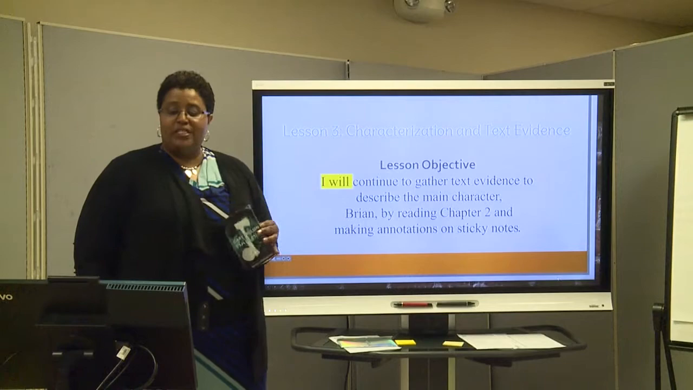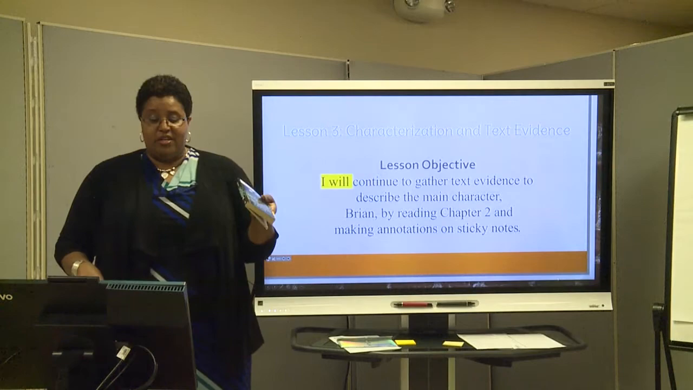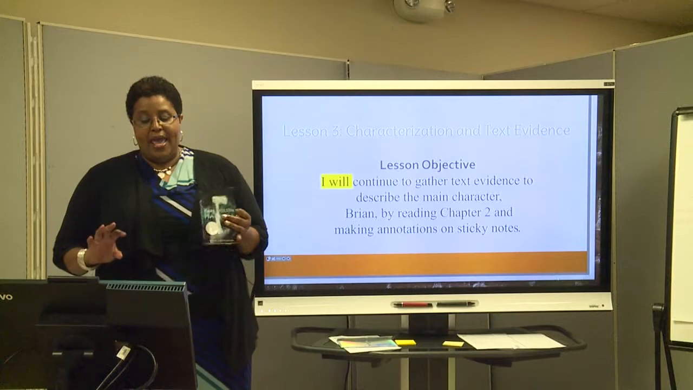So lesson three is about characterization and text evidence. It says the lesson objective is, repeat after me, I will. Very good. I will continue to gather text evidence to describe the main character, Brian, by reading chapter 2 and making annotations on sticky notes.